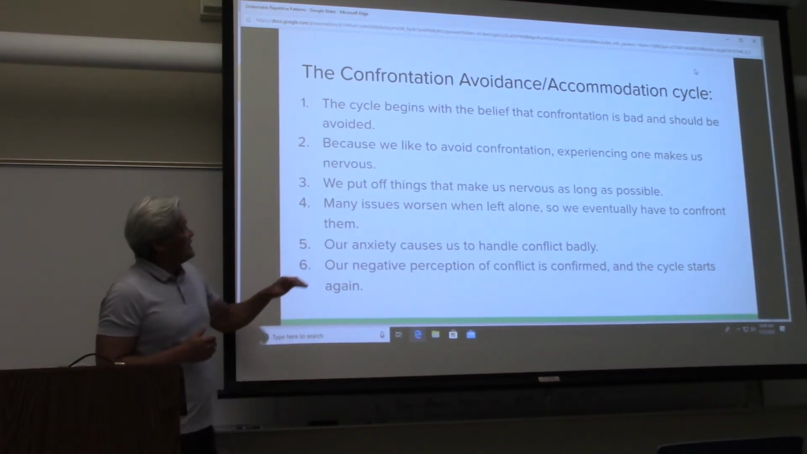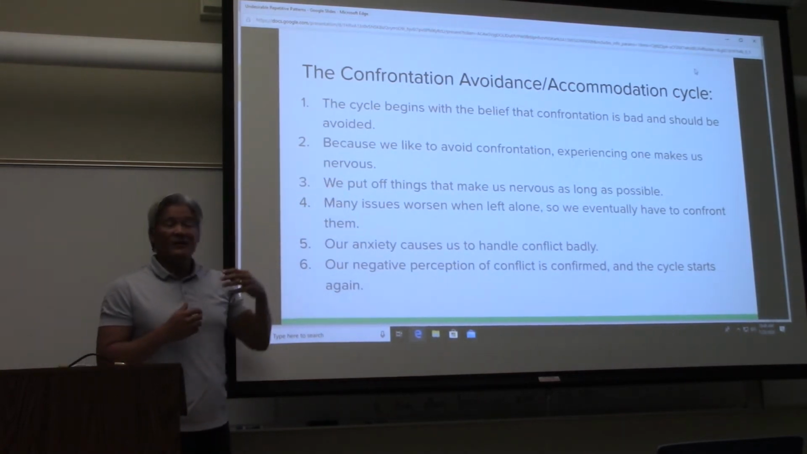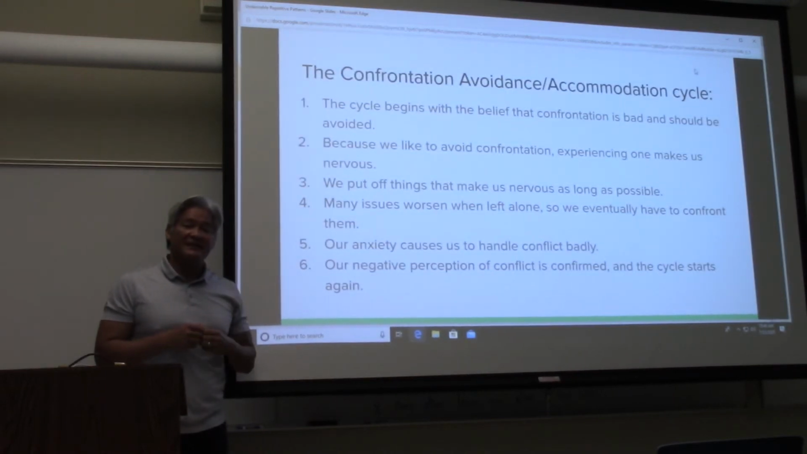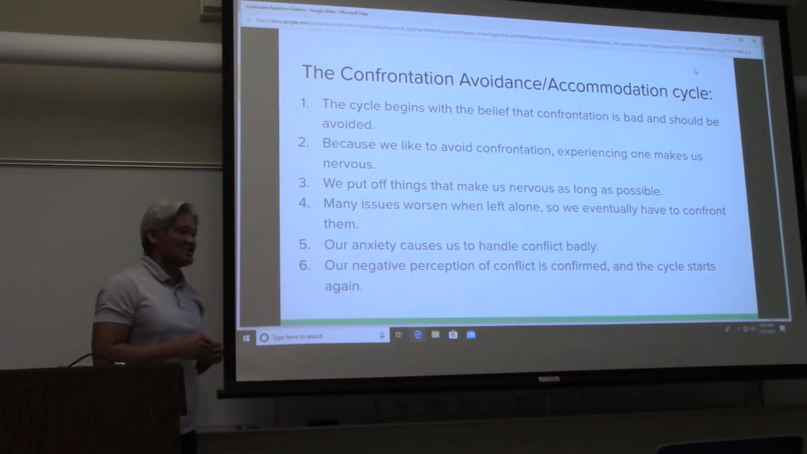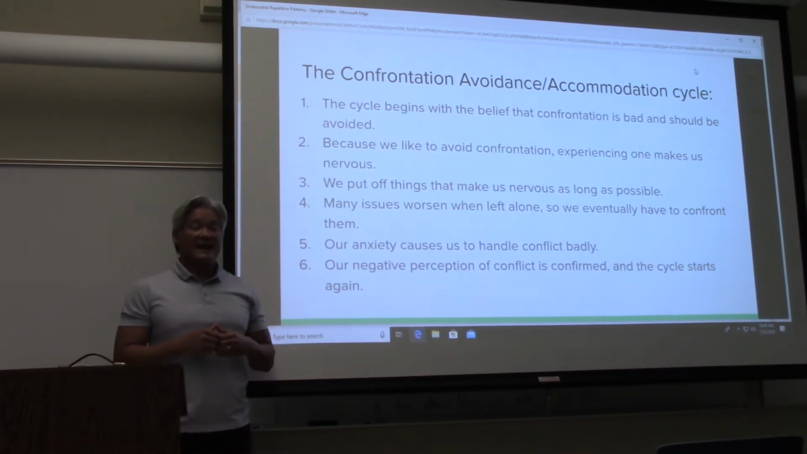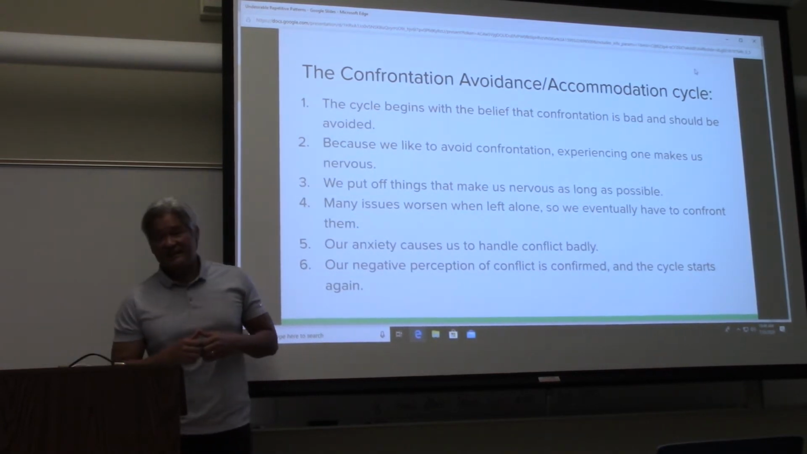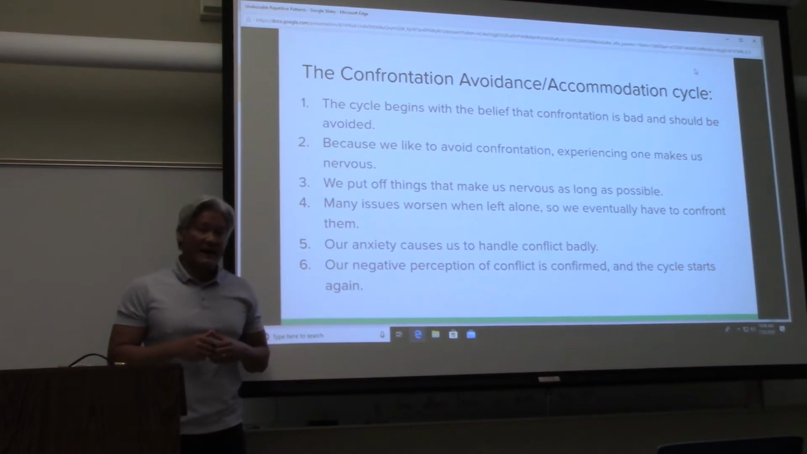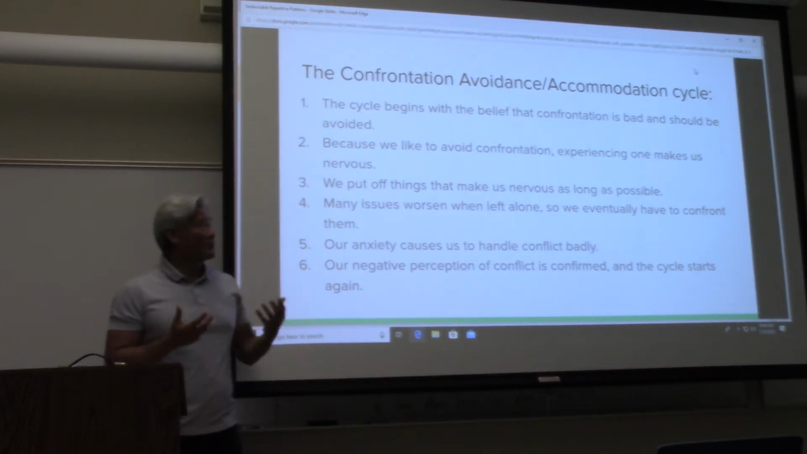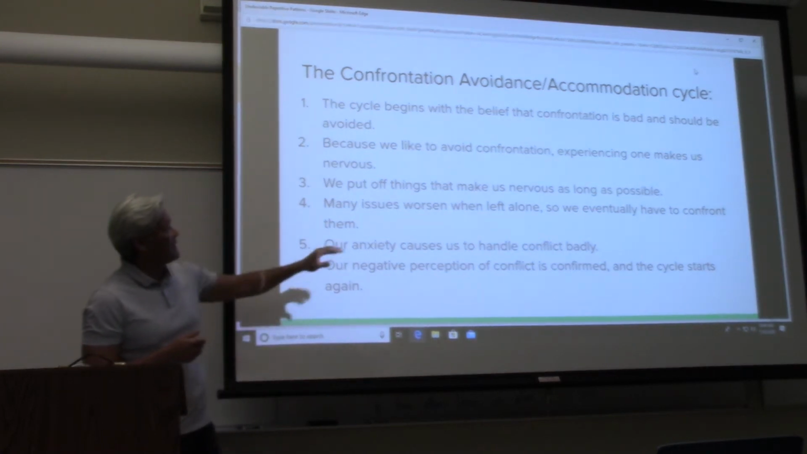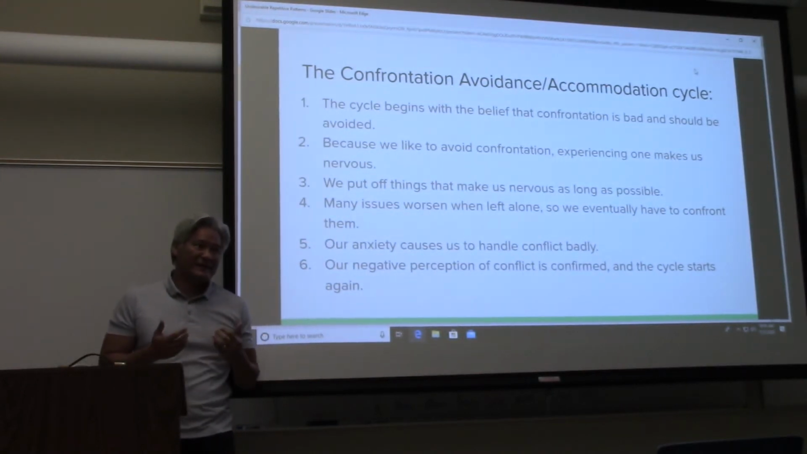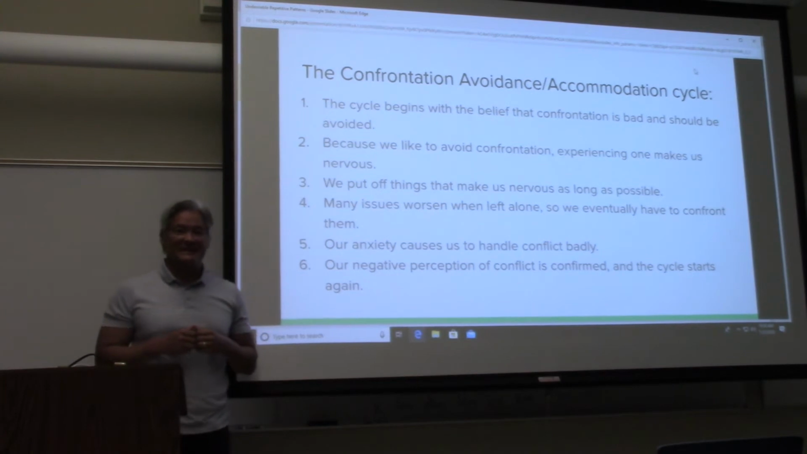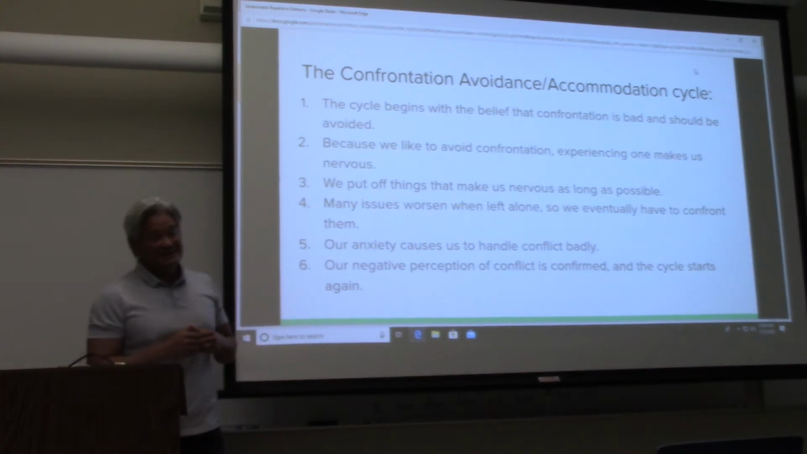And so we avoid it until we absolutely have to deal with it. How many of you have dealt with avoiding issues because you just hate conflict and the energy that it takes, and it usually goes badly? And that's what we're talking about, avoidance and accommodate. Okay, so we put it off as long as possible. Why? We're never excited to do something that makes us anxious or nervous, at least rarely.